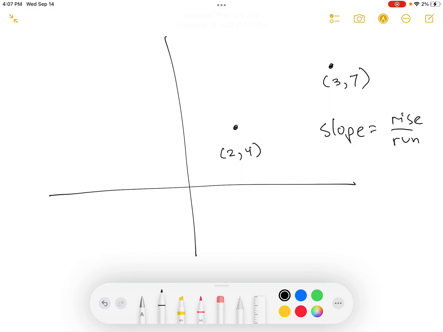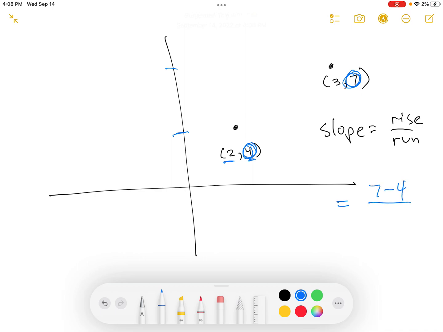So I want to look at how much I rise between these 2 points. So how much you rise is the difference in how high you are. So here, how high is that point? How high is this point? Well, looking at these coordinates, which one gives you information about the height? It's actually going to be the second one. So when you're finding the slope, you're focusing first on these second coordinates. So for the rise, it's going to be 7 minus 4.